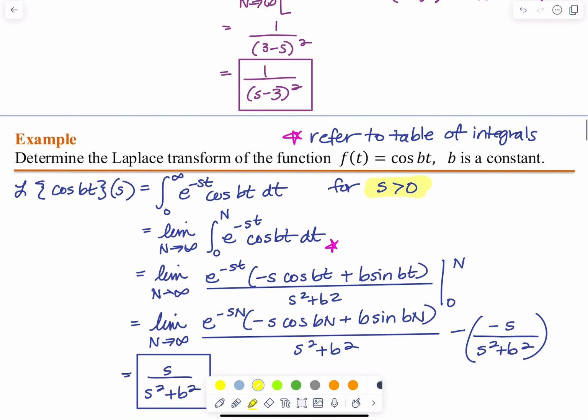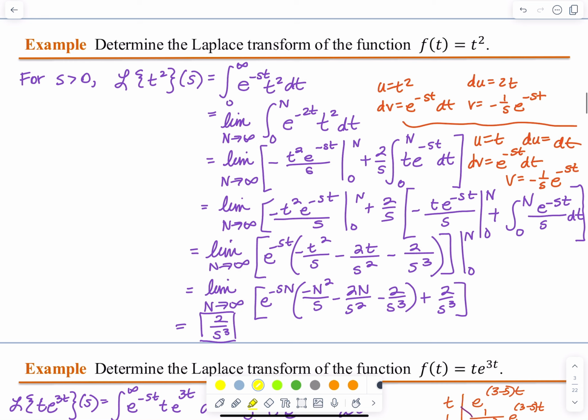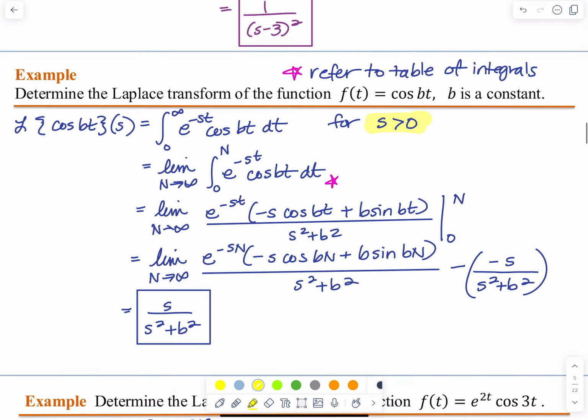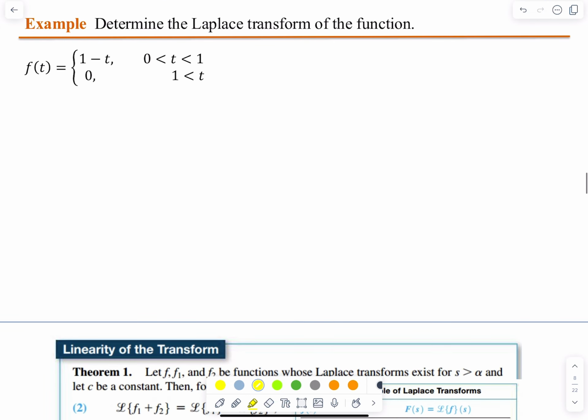No limitations there. And we had s greater than 0 here. Okay, so let's continue on with our piecewise defined function. And here we will split the integral.